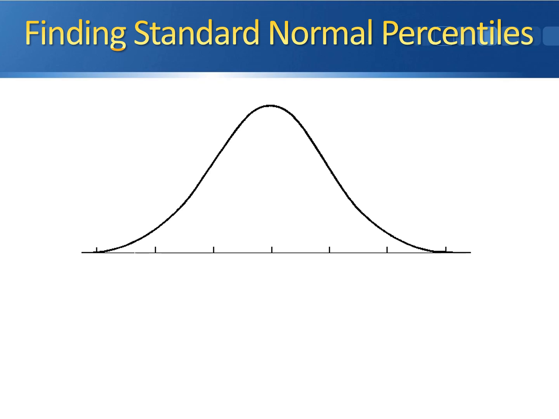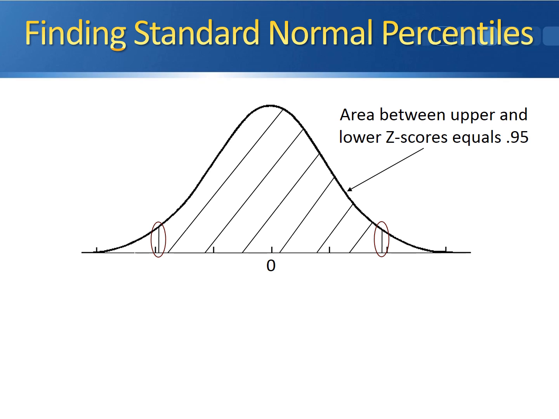To picture what's actually going on with a confidence interval, here's the standard normal distribution. It's centered at 0, and what we want are the two z-scores such that the area between the upper and the lower z-scores is equal to 0.95. This also means that we're leaving out 2.5% of the area in each tail. So what we need to solve for are these two z-scores, the 2.5 percentile and the 97.5 percentile. The way we can figure out what these percentiles are is to refer to the standard normal table.